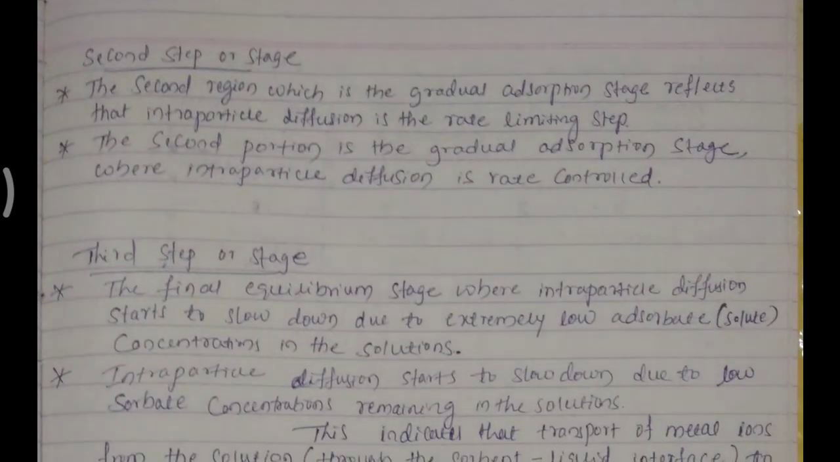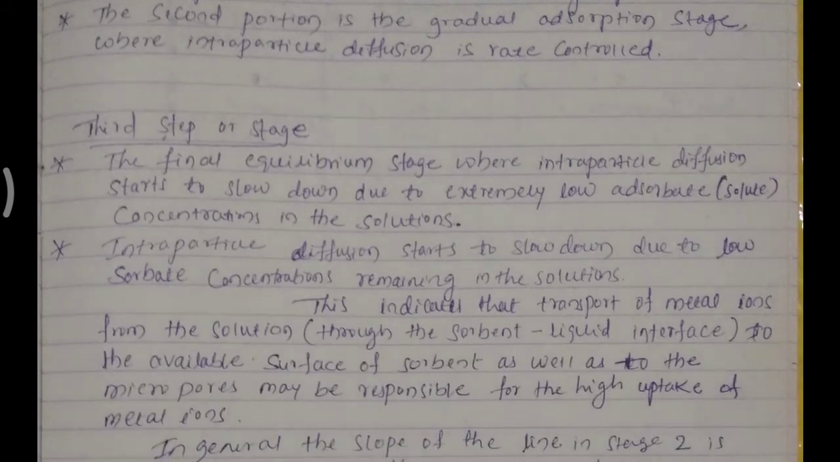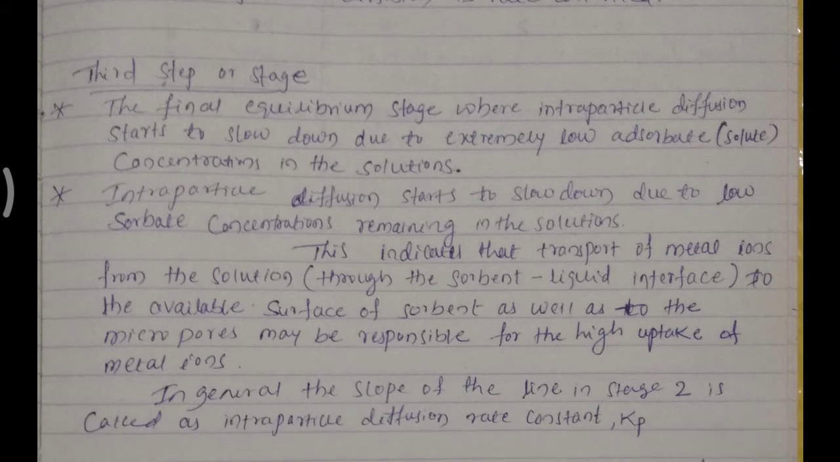Now you can see the second step or stage. The second region, which is the gradual adsorption stage, reflects that intraparticle diffusion is the rate limiting step. In the third step or stage, the final equilibrium stage, intraparticle diffusion starts to slow down due to the extremely low adsorbate concentration remaining in the solution.